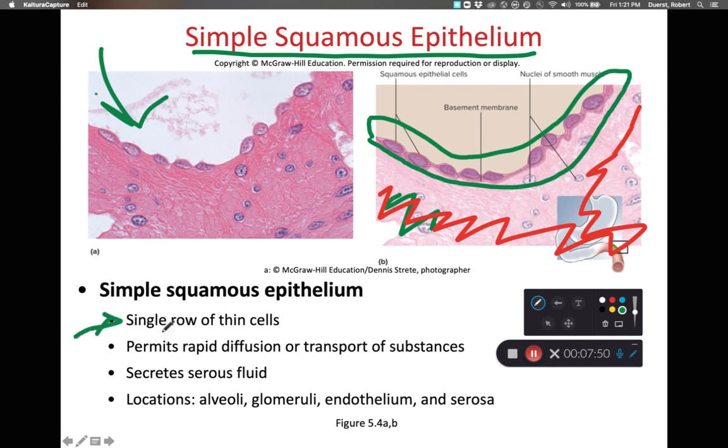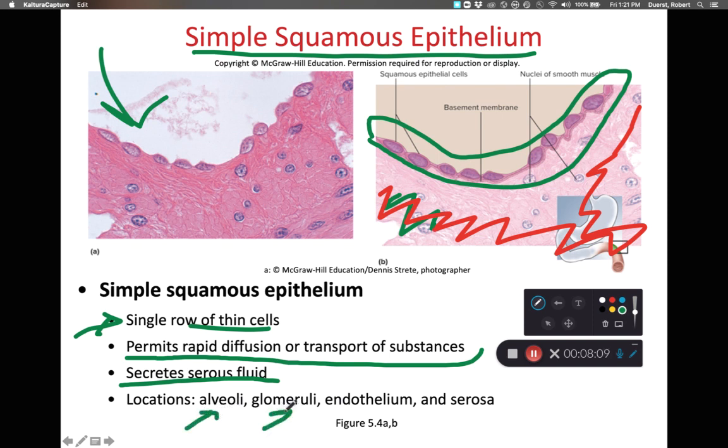It's a single row of thin cells, and because it's a single layer of thin cells, materials can diffuse rapidly through it or be filtered through it very quickly. These cell types are known for secreting serous or watery fluids. We have lots of simple squamous epithelium present in the alveoli of our lungs, the glomeruli of our kidneys, the endothelium of our blood vessels, and the serosa lining our body cavities.